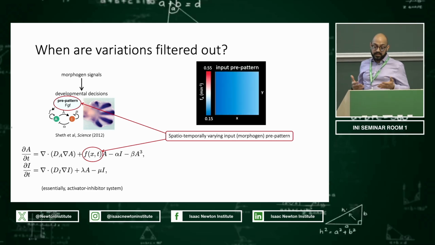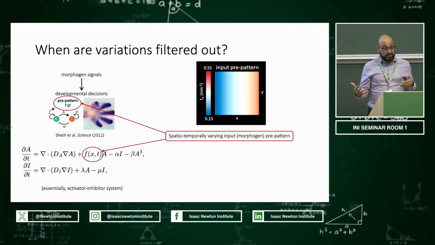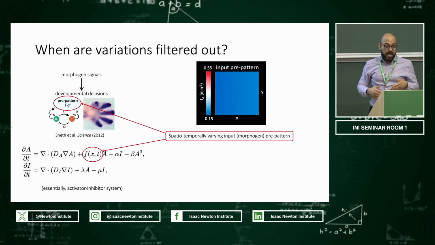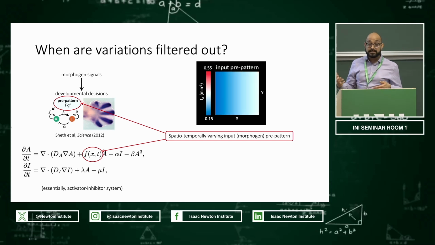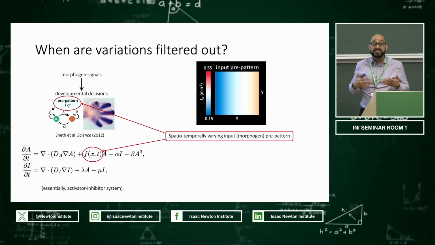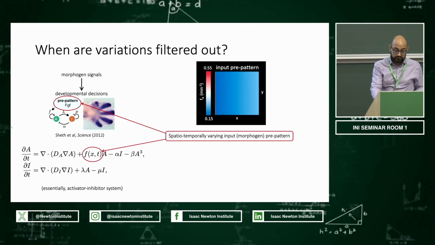When would we expect these variations in the input to get filtered out of the output, for the system to sort of treat them as noise and ignore them? And when would we expect them to get reflected in the output, for the system to kind of treat them as signal and take them into account?